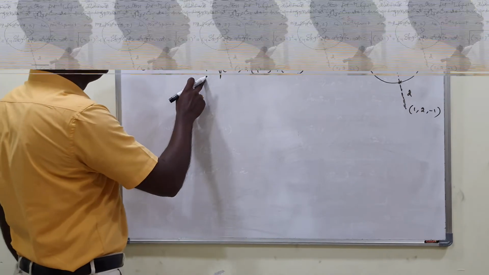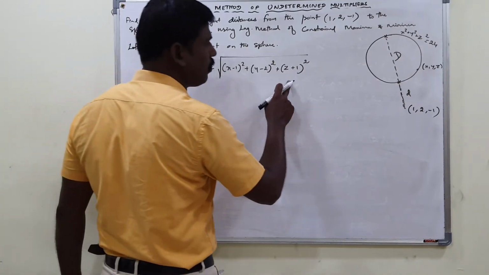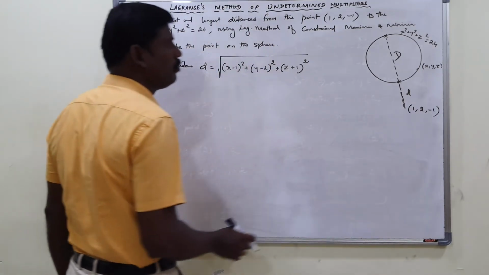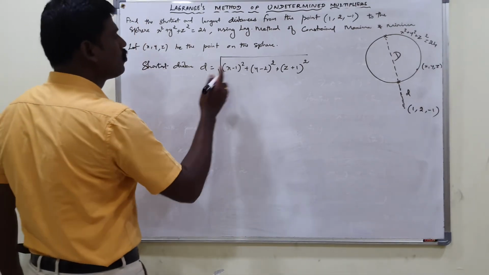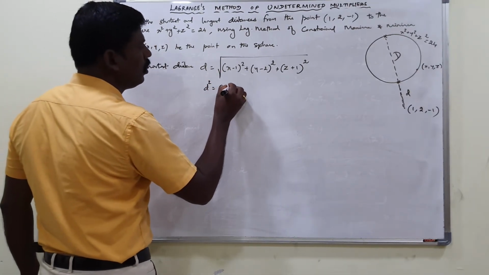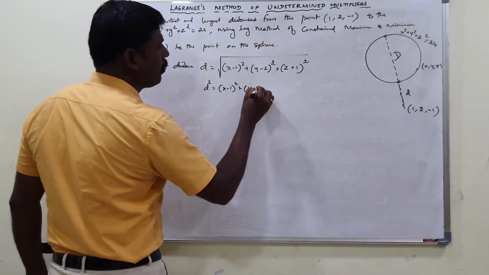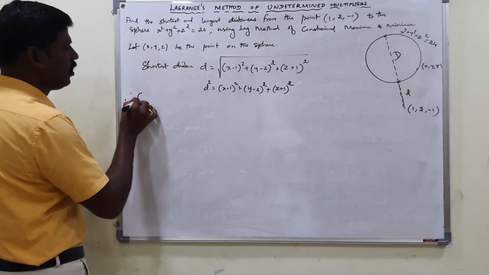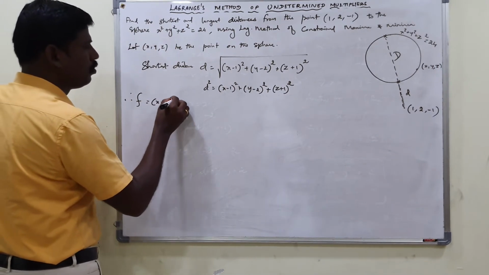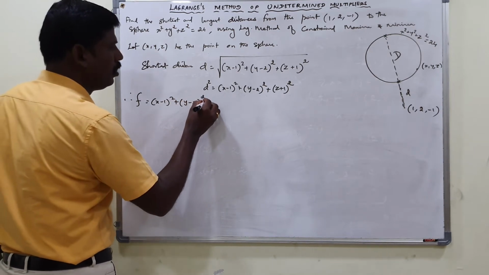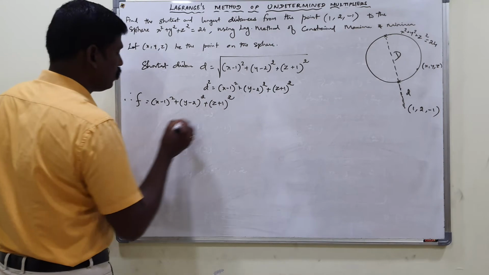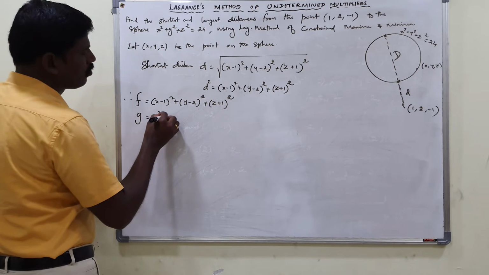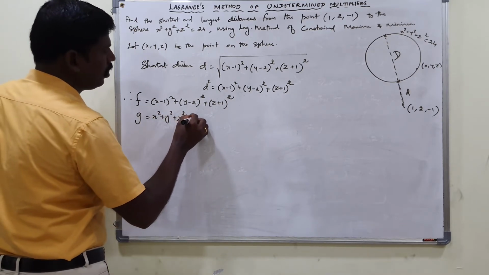So the shortest distance is d is equal to root of x minus 1 the whole square plus y minus 2 the whole square plus z plus 1 the whole square, by applying the distance formula, like root of x2 minus x1 the whole square plus y2 minus y1 the whole square plus z2 minus z1 the whole square. By squaring on both sides, what you get? So d square is equal to x minus 1 the whole square plus y minus 2 the whole square plus z plus 1 the whole square. I am taking these functions, therefore f is equal to x minus 1 the whole square plus y minus 2 the whole square plus z plus 1 the whole square, and g as the given sphere. Okay, so g is equal to x square plus y square plus z square minus 24.